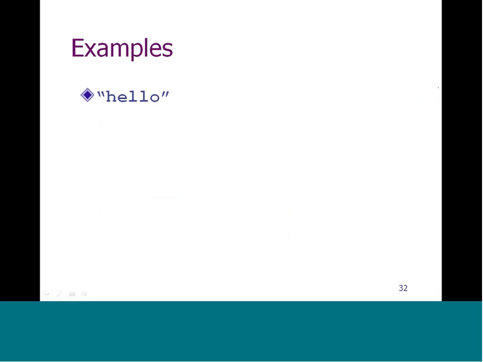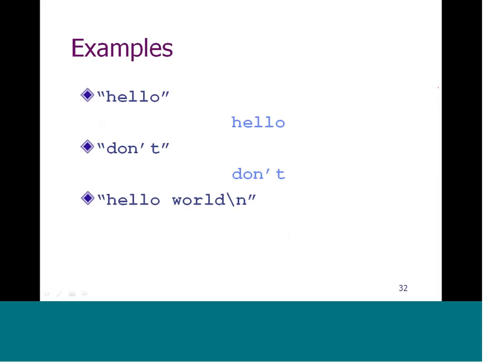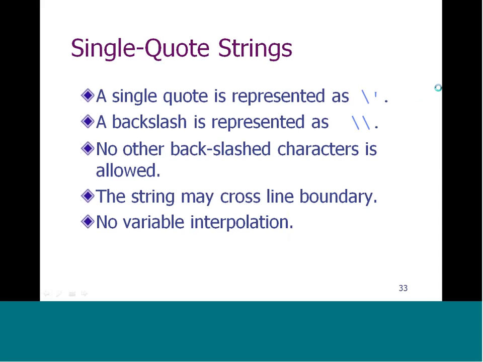So here are some examples. A simple string with double quotes, just say hello, which just prints the hello. Now don't, it prints just the don't with a single quote within. Then hello world, it prints hello world with a new line character, so it goes to the next line. Now a single quote is also represented as backslash quote. The backslash itself is represented as the backslash.